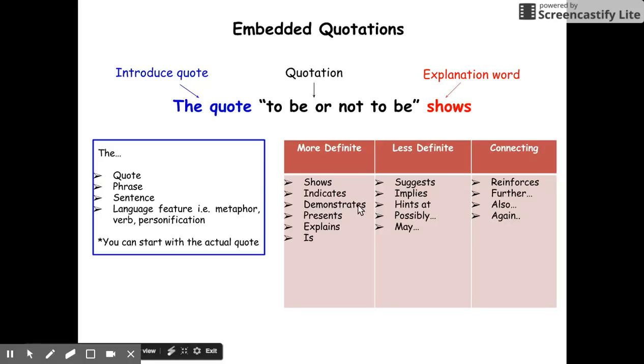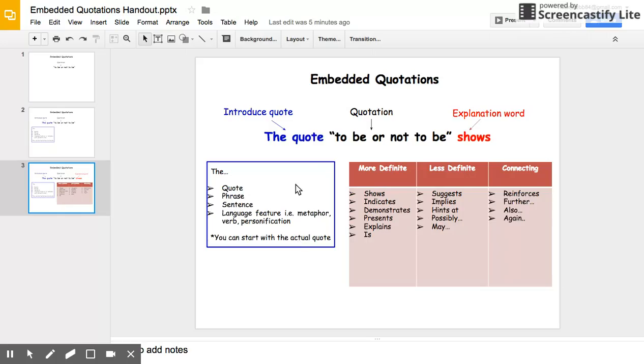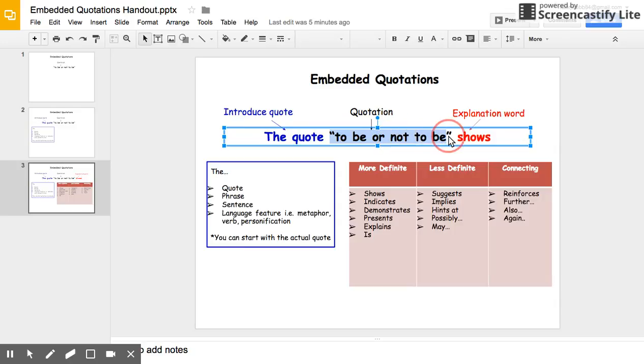The reason that we call it an embedded quotation is if I was to take the quotation out, it still makes sense by itself. The quote shows. This is very similar to in a complex sentence when you have an embedded clause. If you take the embedded clause out, the sentence still makes sense. The same thing is happening here.